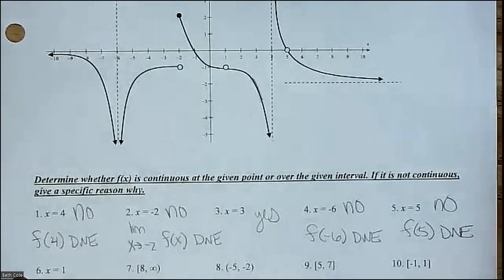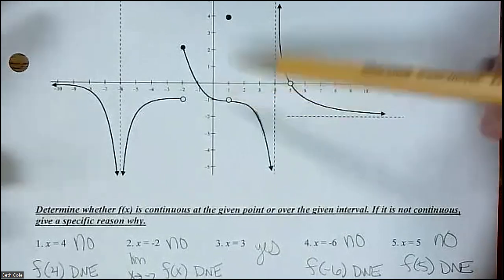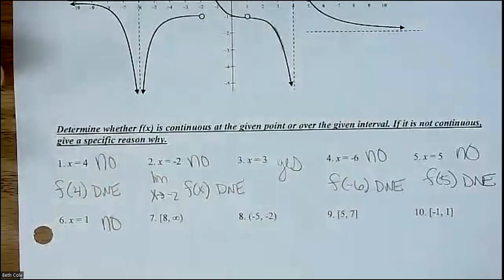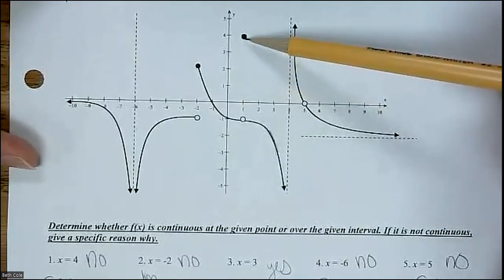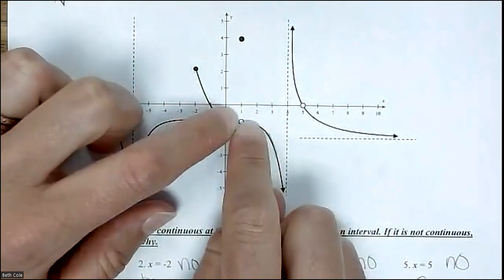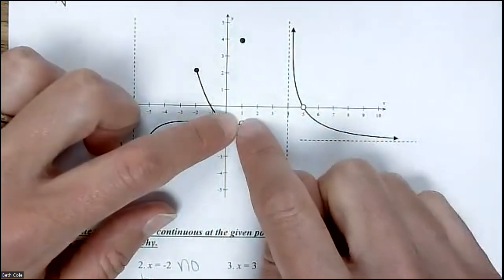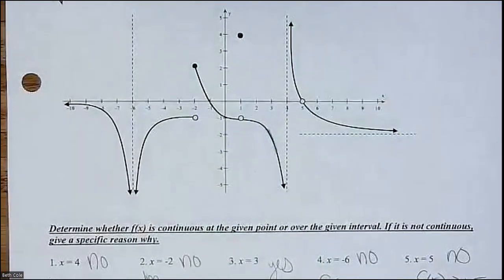All right, and then look at 1. Here's 1. What do you think? Yes or no? That is no. Now, watch me point to this. For 1, there is a point, and there's also a limit. Both sides come to the same place. So there's a point and there's a limit. What's the problem? They don't equal each other.